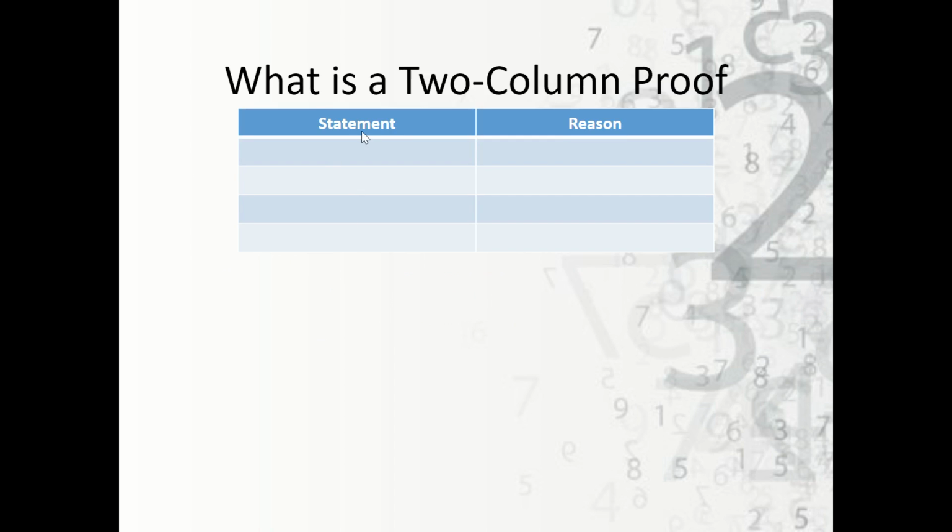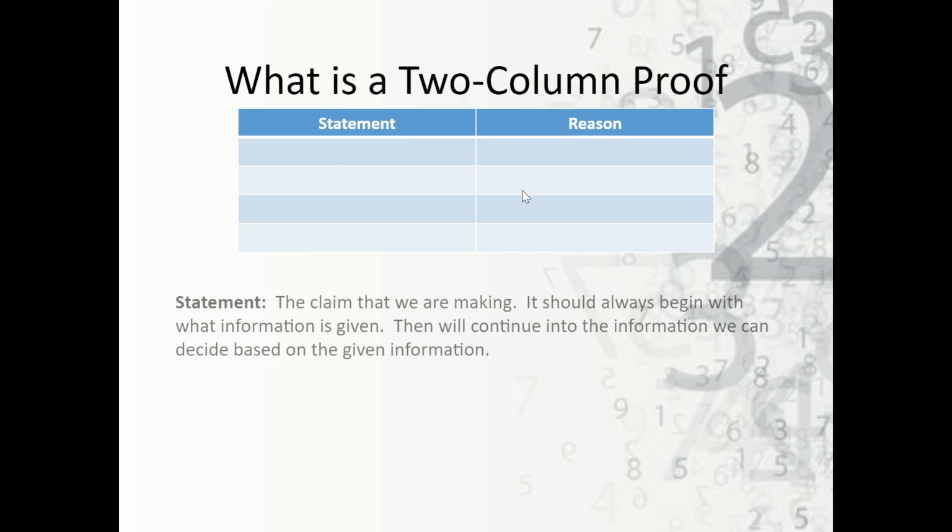So on the left side, we have our statement, and on the right side, we have our reasons. The statement is the claim that we are making. It should always begin with whatever information is given. Then we will continue into the information that we decide based on the given information. So, statement is basically what we know.